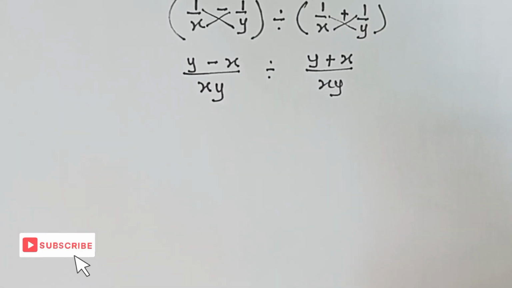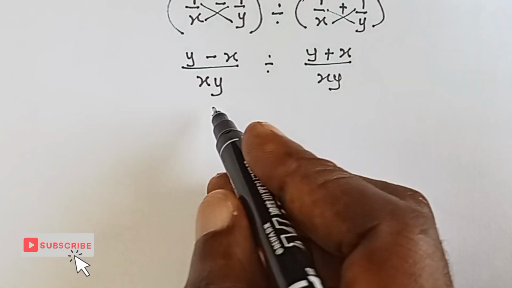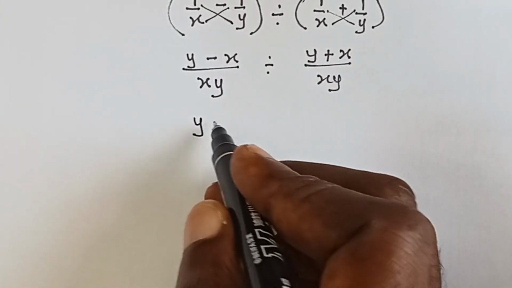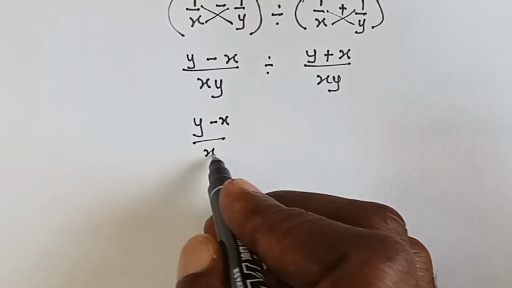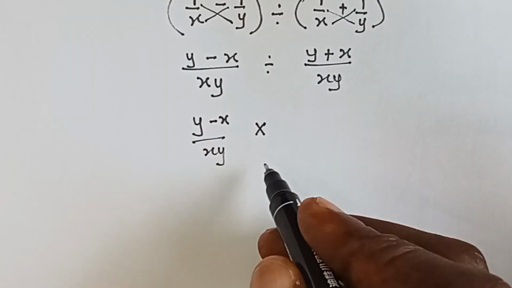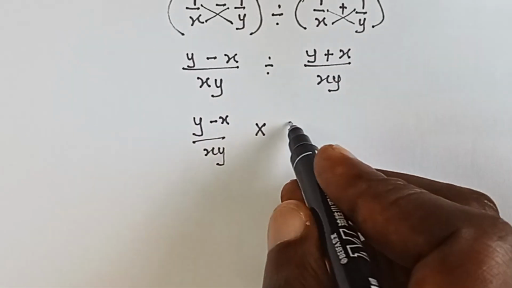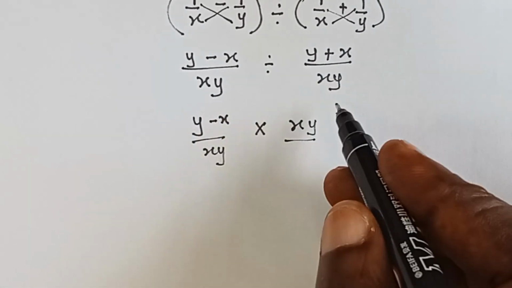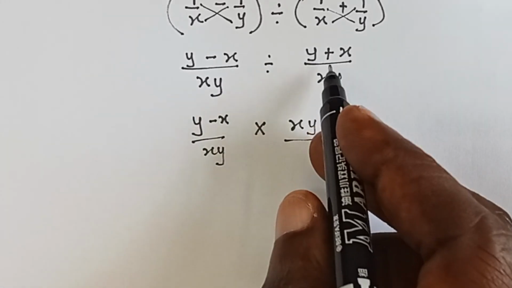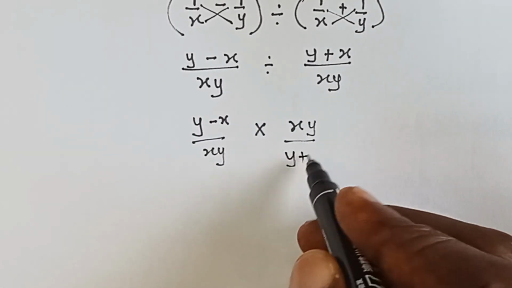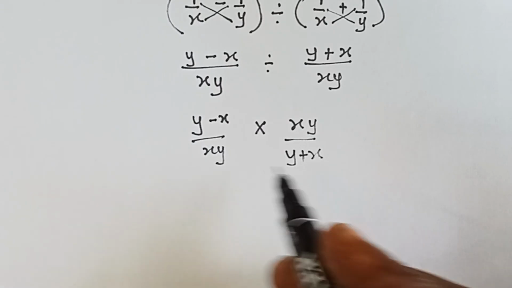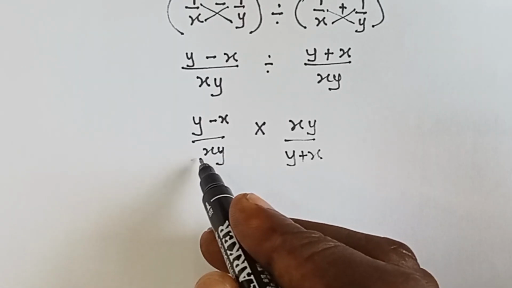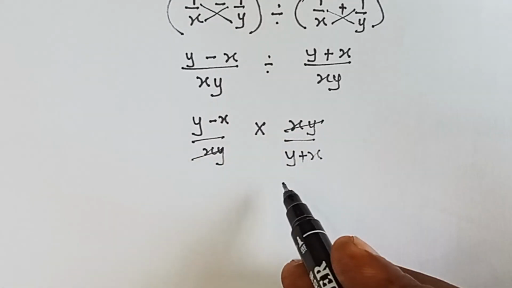Right, so let's change that division sign to a multiplication sign. We have y minus x over xy. This will change to multiplication, and then we flip the second fraction. xy goes up, y plus x comes down. From here, xy can cancel xy.